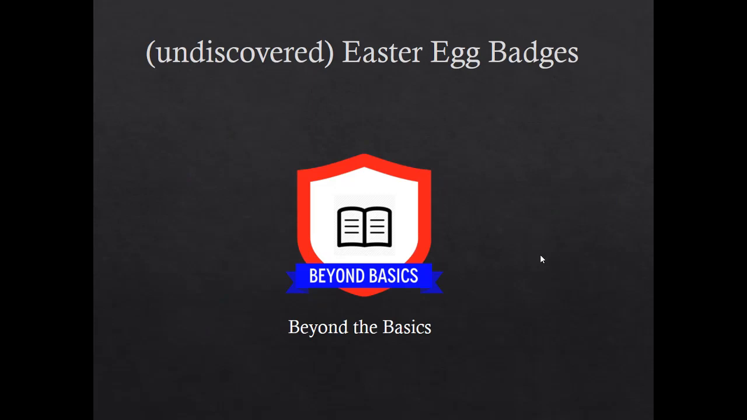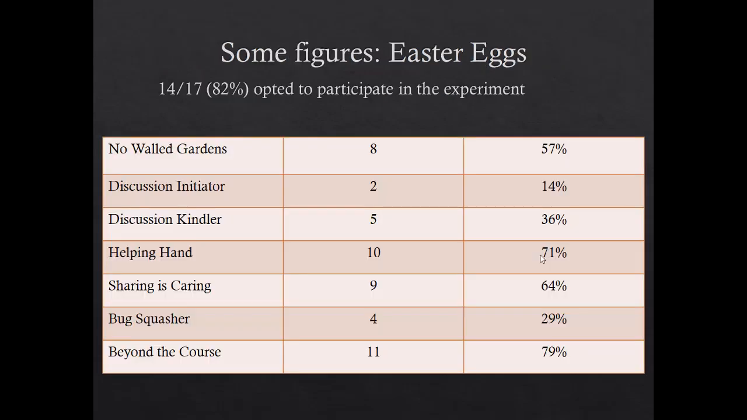One of the undiscovered Easter egg badges was the Beyond the Basics. In the class, I had required readings and optional readings, and if students did the optional readings and they demonstrated that they had done them by citing them in the discussion forums, they would get this badge. Nobody earned this. Some students did go beyond the basics 1 or 2 weeks, but I actually had a 5 week minimum in my mental rubric for making this available.